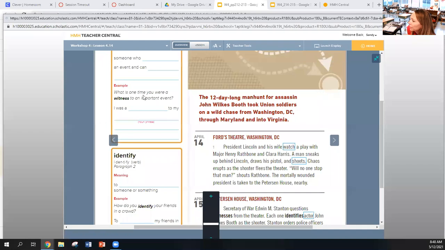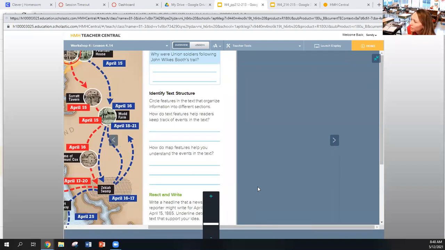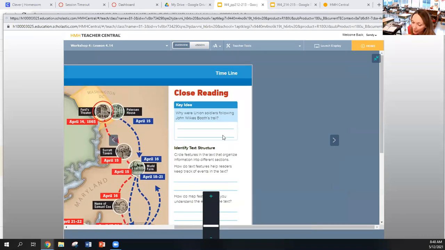So there's your words. What I want to do is actually zoom over to this page. Before I start reading, I want you to think about the key idea that you'll be filling in. Why were Union soldiers following John Wilkes Booth's trail? That's your key idea on these 2 pages.